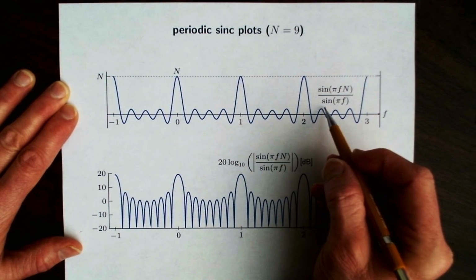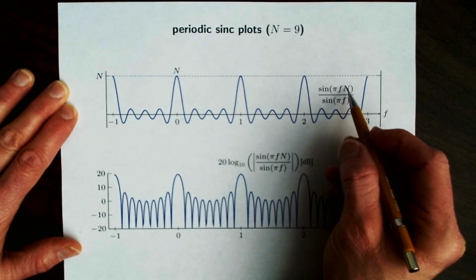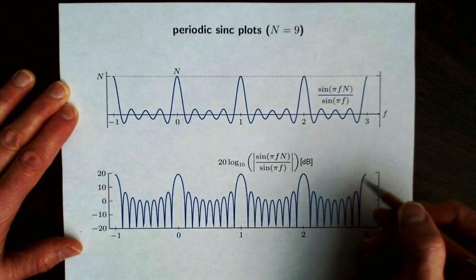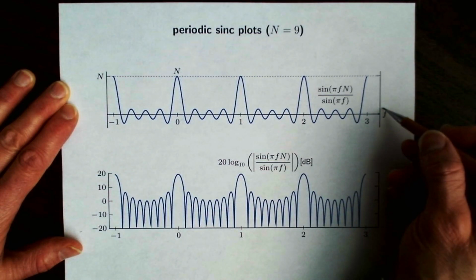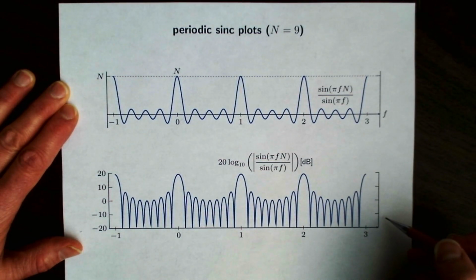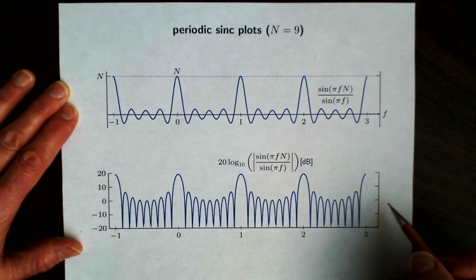Also, the peak amplitude is equal to n. This is a log amplitude plot. Down here below we have a logarithmic magnitude plot in dB. And I guess there are a few other things that we could note about this function.